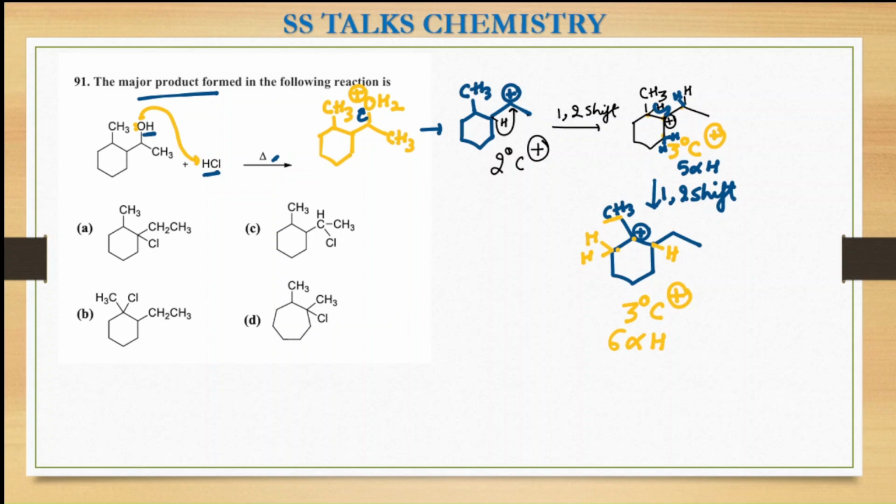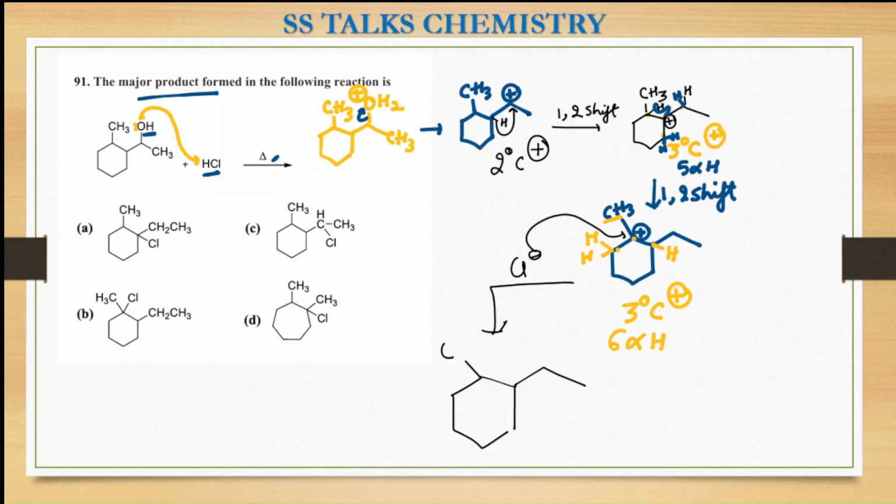So as compared to the previous one, after the 1,2 shift we have got an even more stable carbocation. The reaction will further proceed through this one now. So this species you have got. Now in the HCl that we were having, the Cl negative will act as a nucleophile now, and will attack this carbocation species. So the species you will finally get is this one.